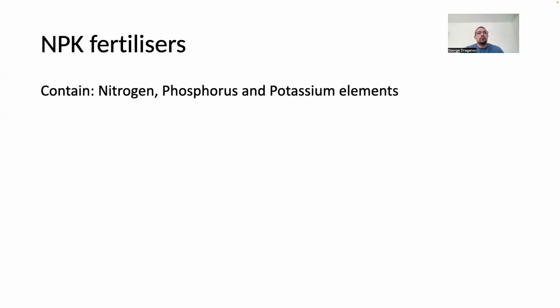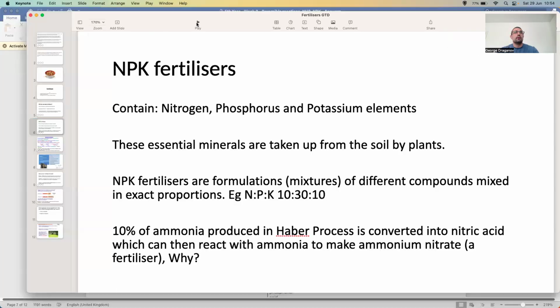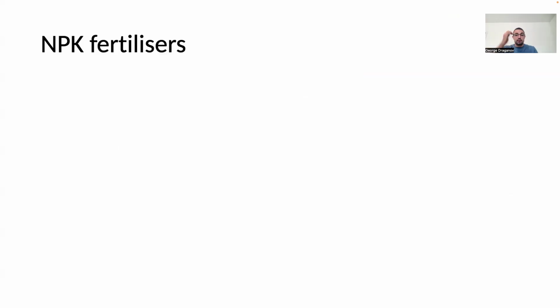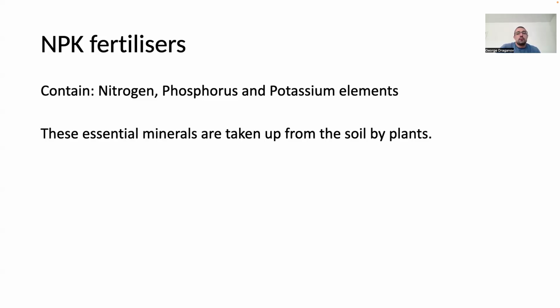Now, the ones you need to know are called the NPK fertilizers. So NPK stands for nitrogen, phosphorus, and potassium. NPK fertilizers, which stands for N for nitrogen, P for phosphorus, and K for potassium. So remember, the P is not potassium, K is potassium. So these are essential minerals that the plant needs to grow. And obviously, if you do biology, you can learn more in detail what they do. For our chemistry purpose, we do not need that.